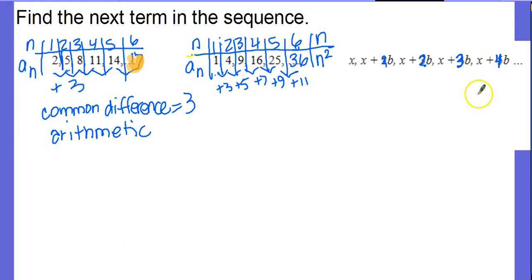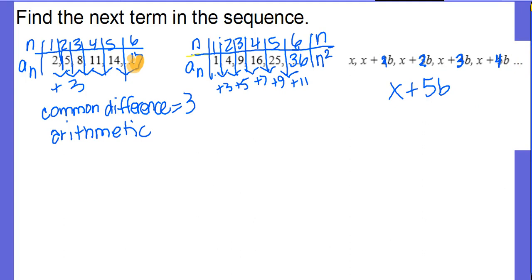Let's look at this last one. And we won't do the table again, but I would love to see you using the table on your homework just to reinforce what the values mean. Okay, so here we have the pattern x plus b, x plus 2b, x plus 3b, x plus 4b. So the next one would be x plus 5b. I hope you can see that.